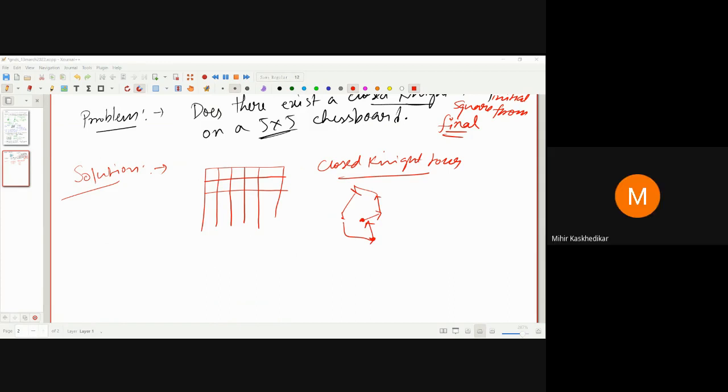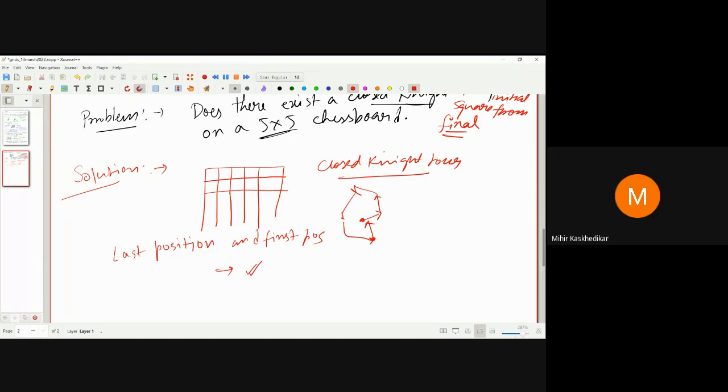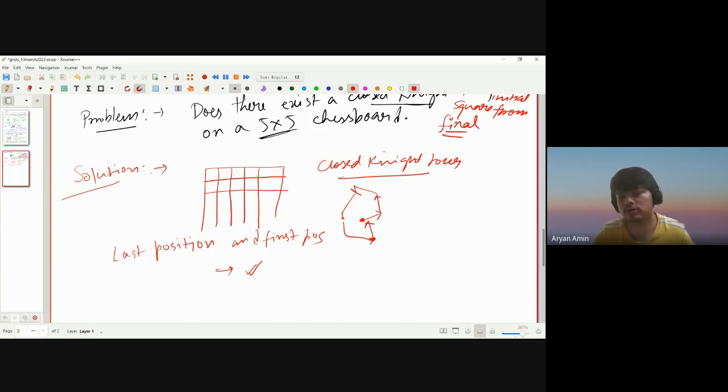Why is that? Because the last and the first position of the knight would have the same color. And why is that? Because at every step, the color of the square on which the knight is changes. And how many moves are you making? 25, which is odd. Yeah, if you go back to the original, that's 25. Okay, yeah, cool. So I'll just say what he said.